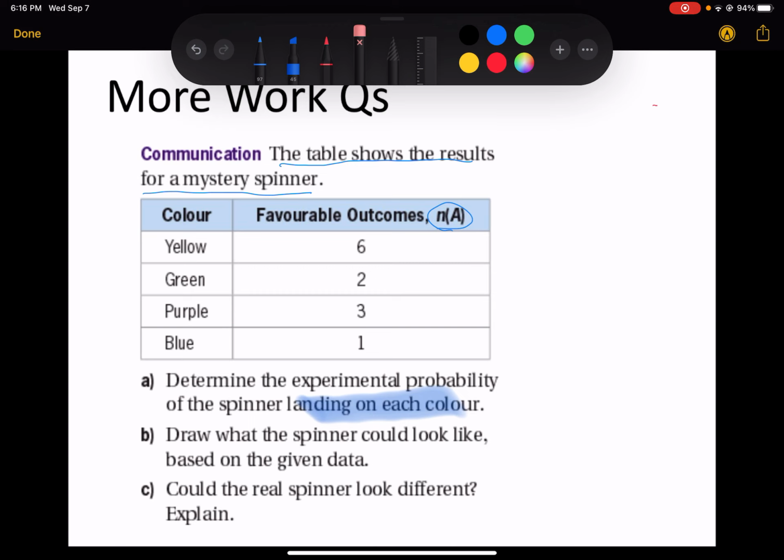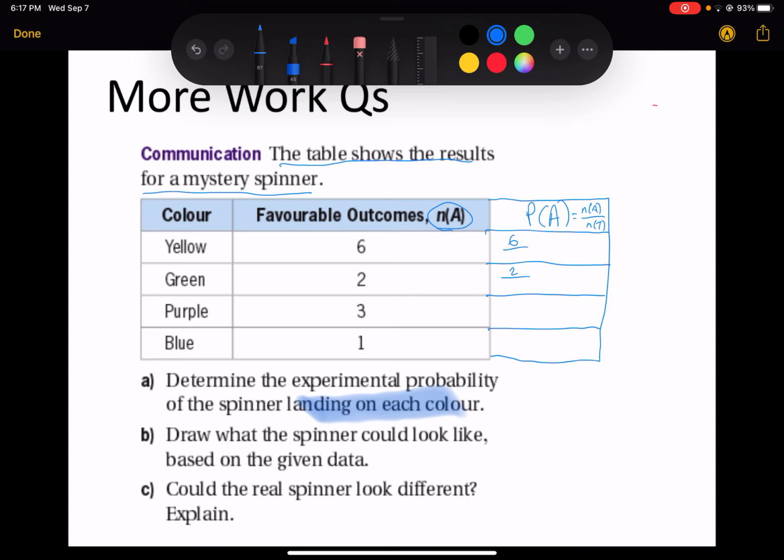Okay, so let's just do experimental probability. The way I would do this question would just be to say P of A in all these situations. So this is obviously going to be 6 out of, because PA is equal to NA over NT. And we know this is 2 over, this is 3 over some number, and this is 1 over some number. The question becomes, what is NT?